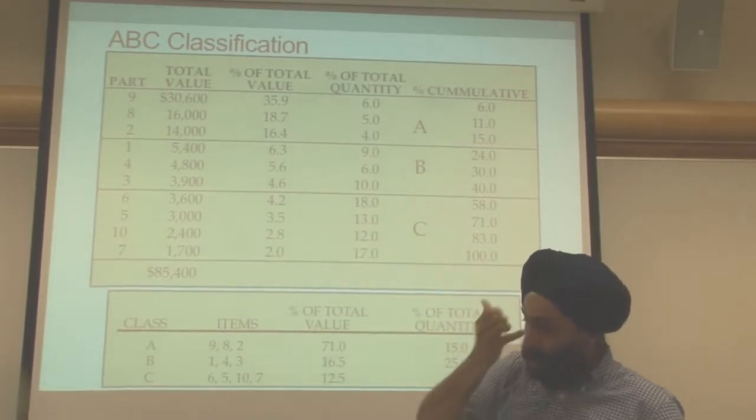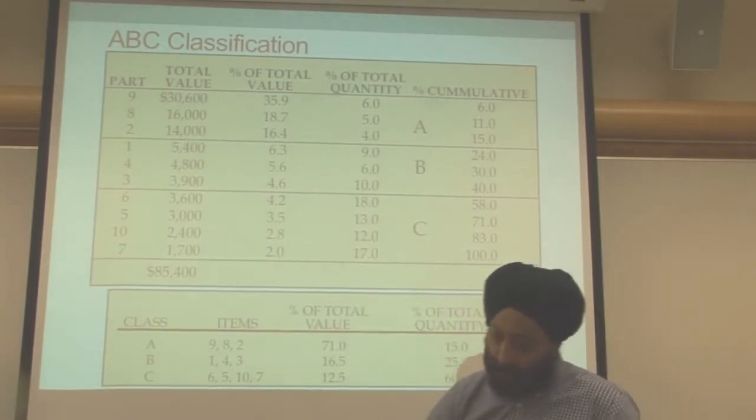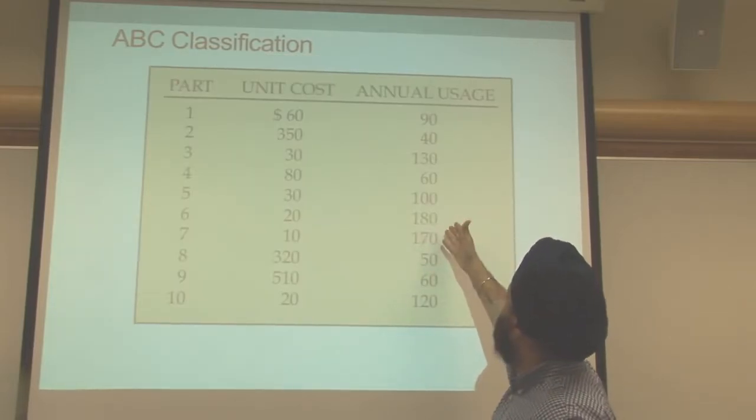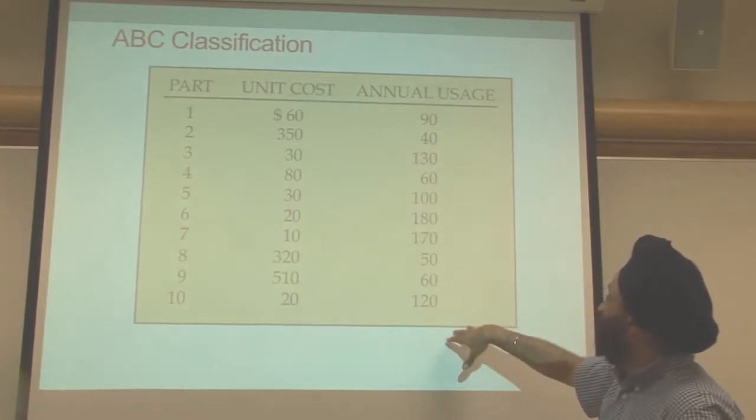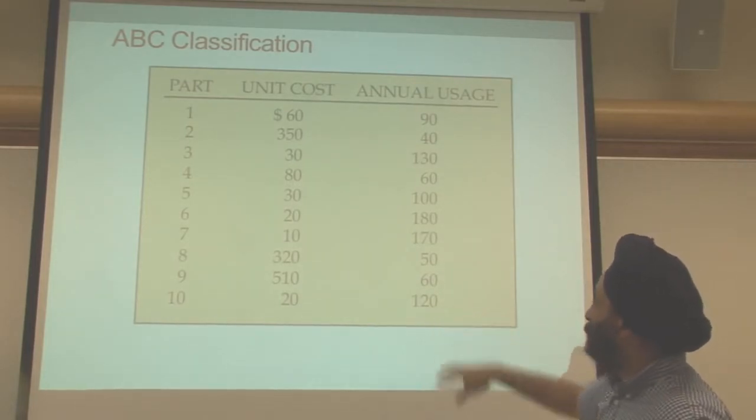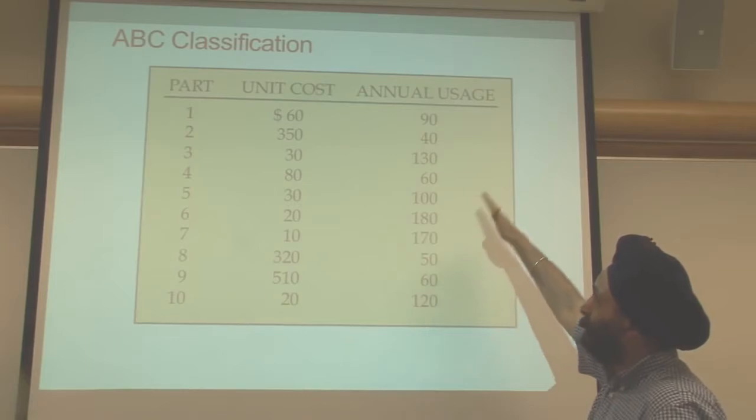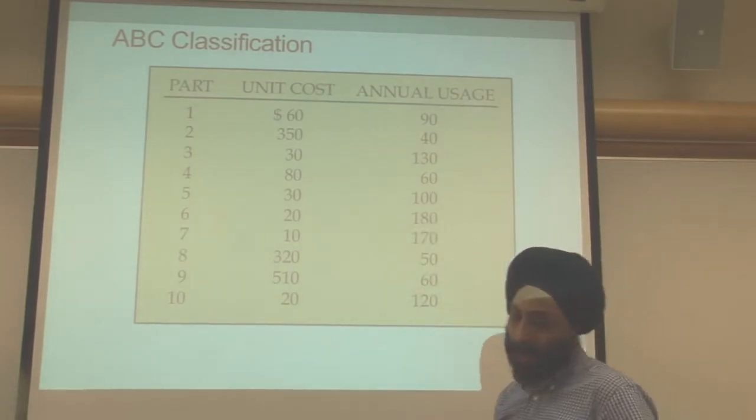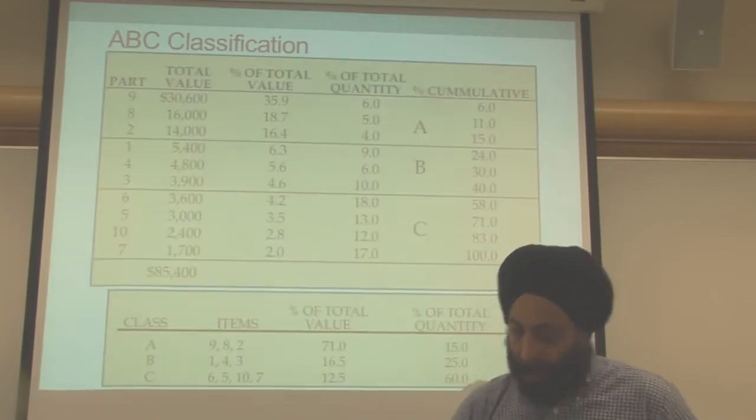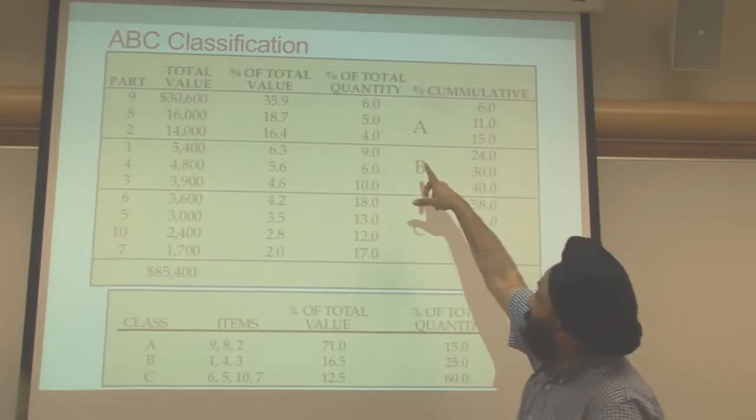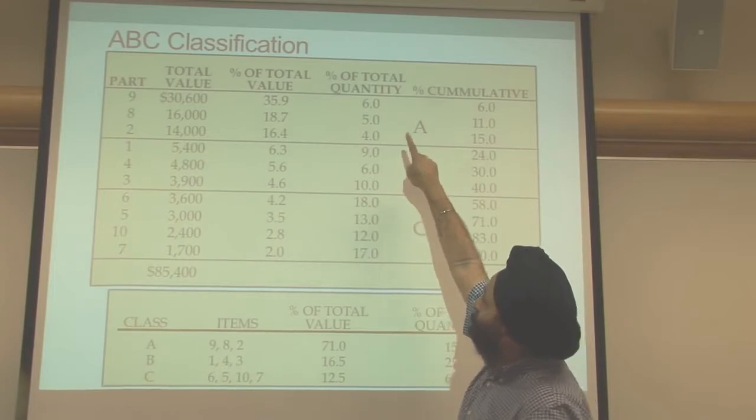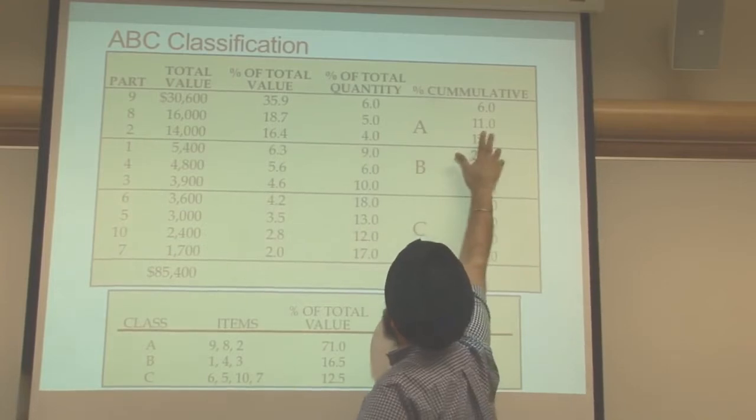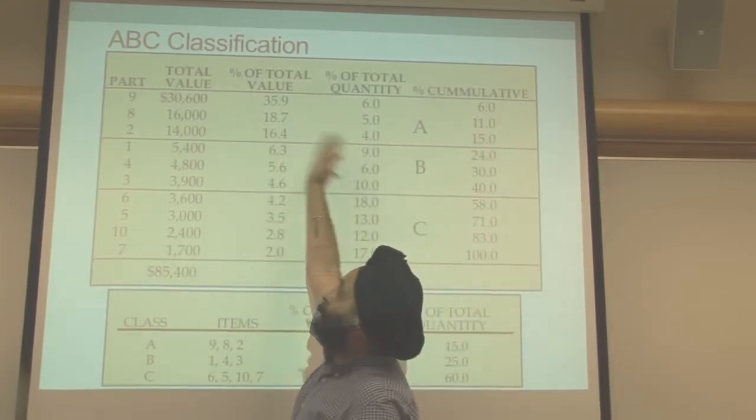So I suspect these numbers all add up to, I believe, 1,000 is the number that these annual usage add up to. Because 180 comes out to be 18%. So that's where that number is coming from. So in this case, you have a total 6%, 5%, 4%. So altogether, this comes out to be 15%. And that's where the A item is being separated out.